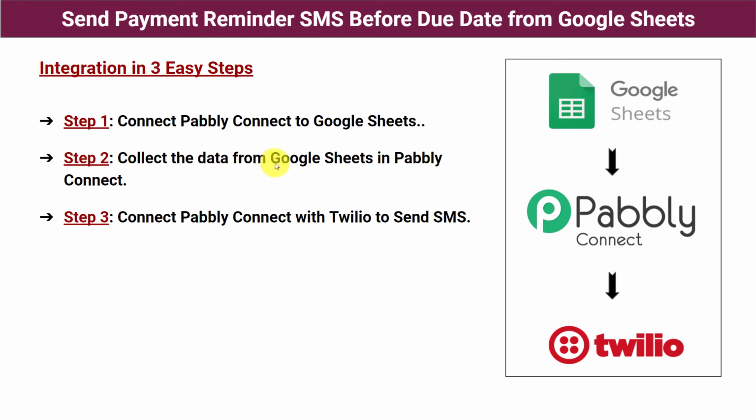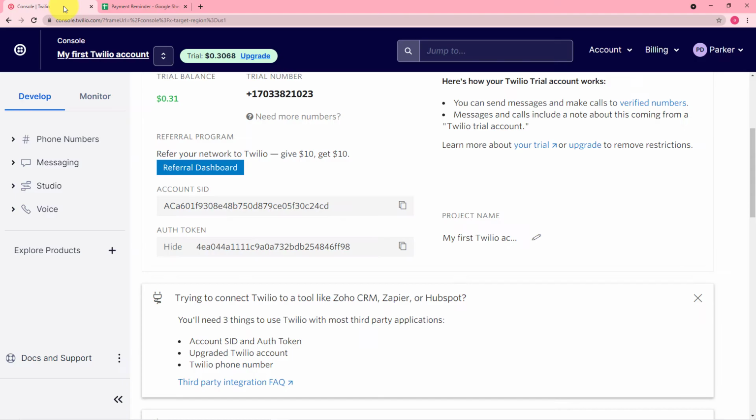Second step is collect the data from Google Sheets in Pabbly Connect. So in second step, we are going to bring the data from Google Sheet to here in Pabbly Connect. Step 3 is connect Pabbly Connect with Twilio to send SMS. So in the last step, we'll connect our Twilio account to Pabbly Connect to send the SMS to the person whom we want to send the payment reminder. Alright. So first of all, let's open Pabbly Connect and execute our first step.